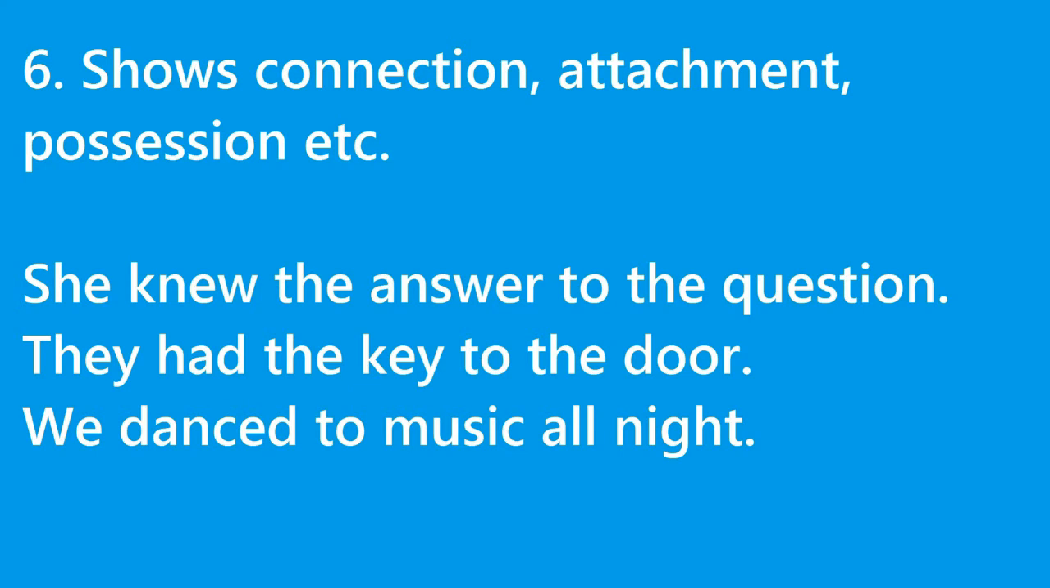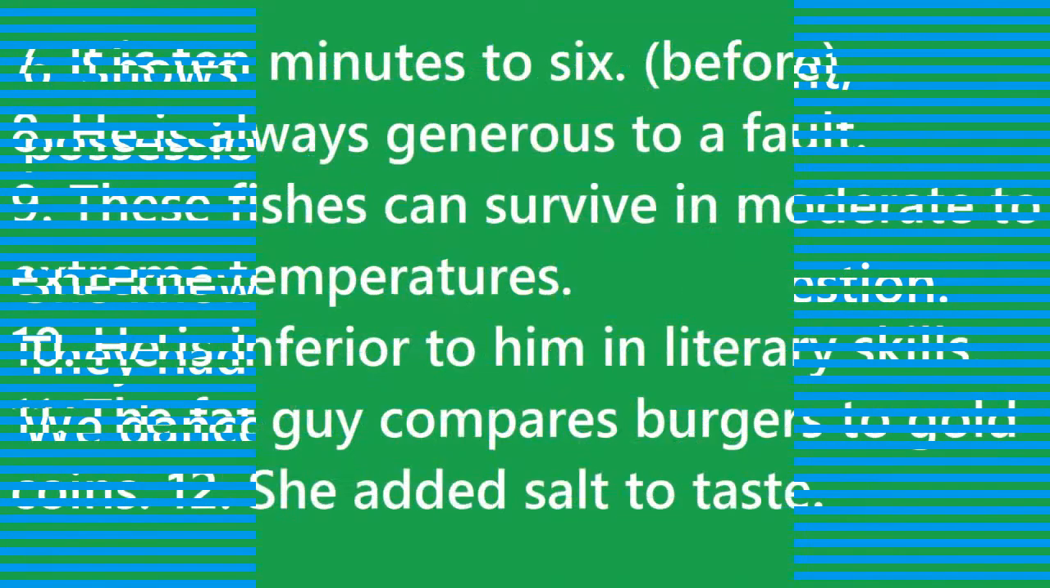The key is connected to the door or the lock, whatever the case may be. She knew the answer to the question. The answer is connected to the question. Danced to music, and the dance is connected to music. For an example of possession, you can say this key belongs to him or her. So to shows connections, attachments, and possessions.